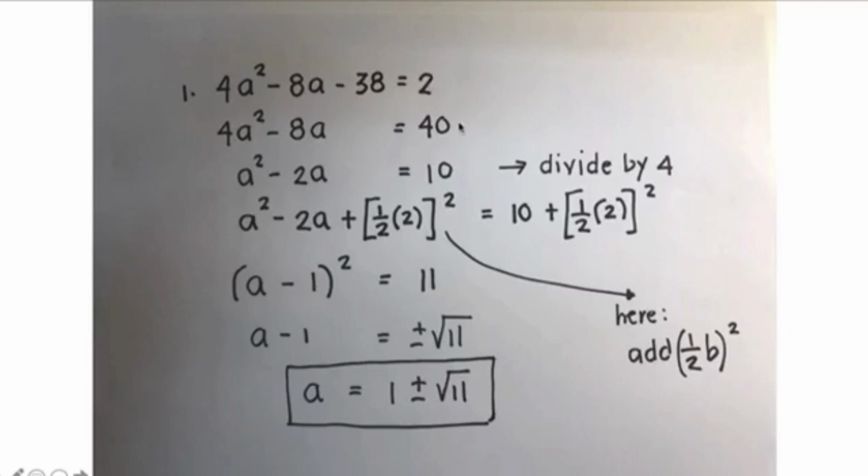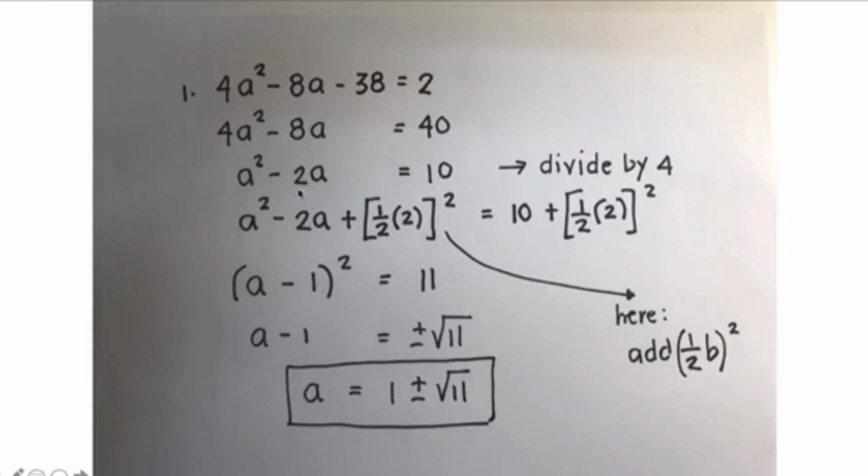So 38 plus 2 equals 40. And then since the numerical coefficient here is not 1, we divide each term by 4. So you get 4a squared divided by 4 is a squared. Negative 8a divided by 4 is negative 2a. 40 divided by 4 is 10.